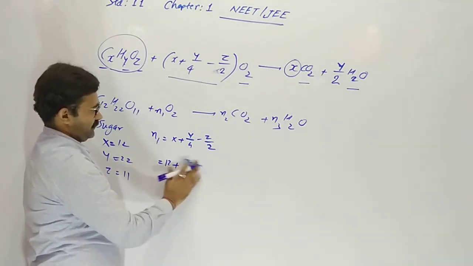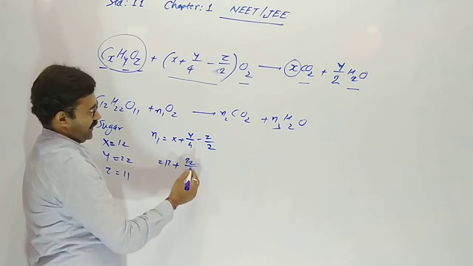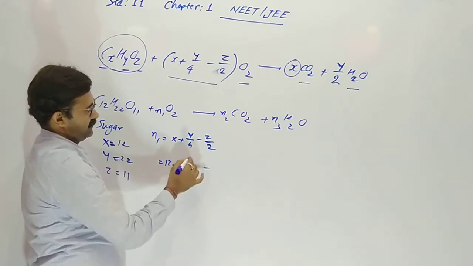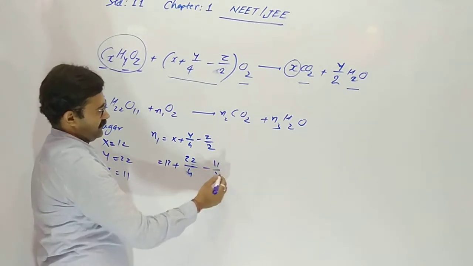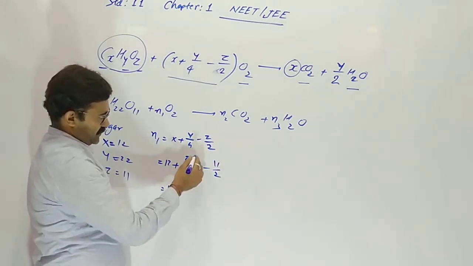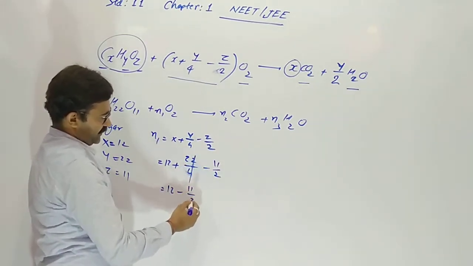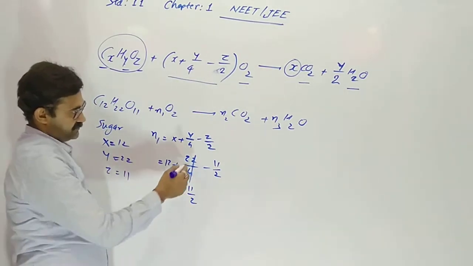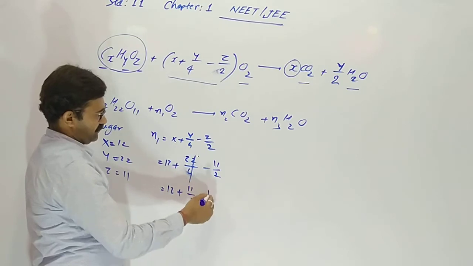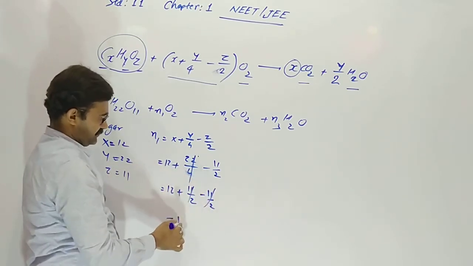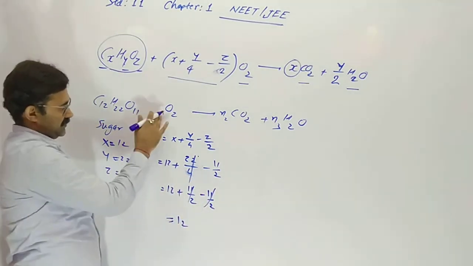22 by 4. Y is 22. Z is 11. So here will be 11 by 2. Half of 11, 2 times and 2 twos are 4. 11 by 2 cut. So here is 12.